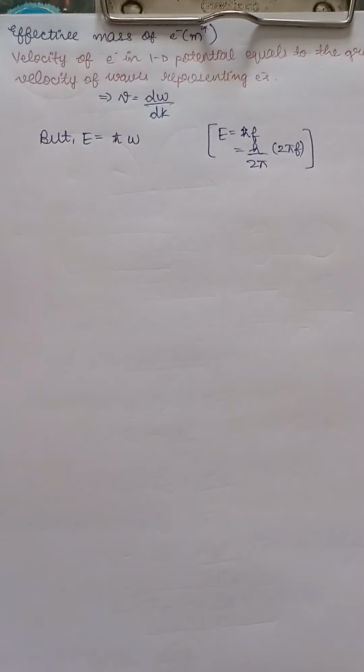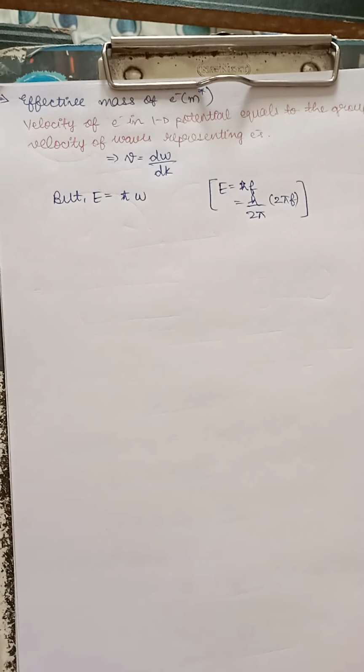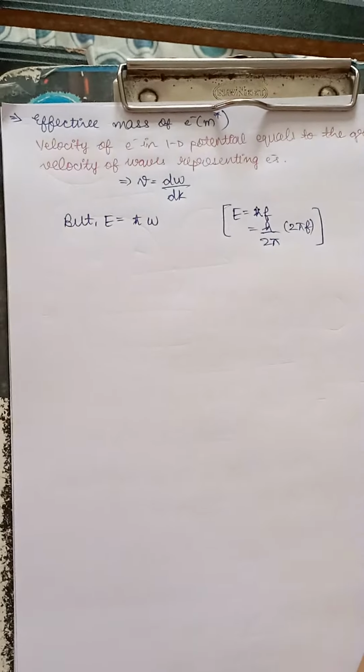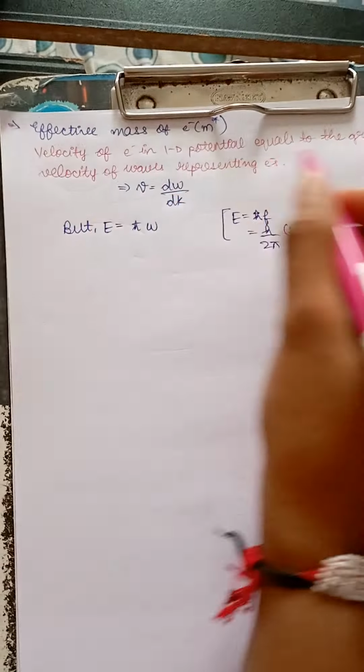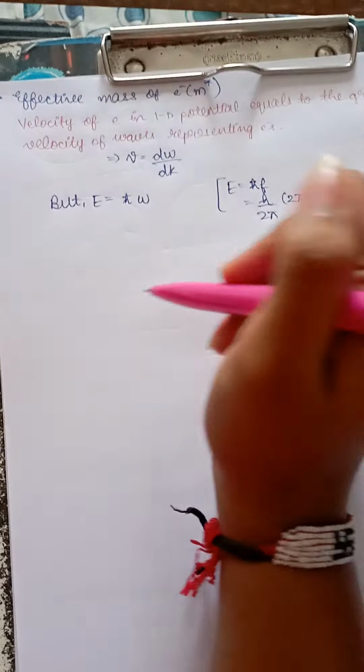Hello guys, in today's video we will see how to calculate the effective mass of an electron. First, we are going to write the velocity of an electron in a one dimensional potential. That is written as dω/dk, which is equal to the group velocity of the waves representing the electrons.